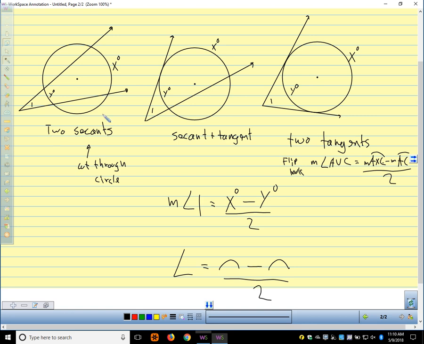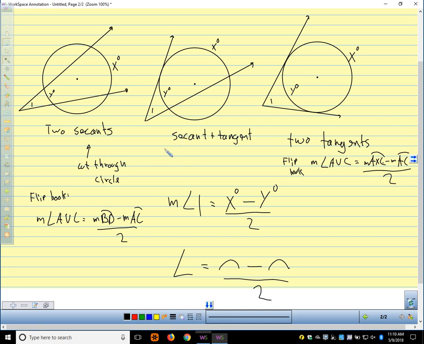For the next one down, for the two secants in your flip book, you want to write the measure of angle AVC is equal to the measure of arc BD minus the measure of arc AC, divided by 2. So that's your two secants on the bottom of that page there. So that would be the first, second, the third page.